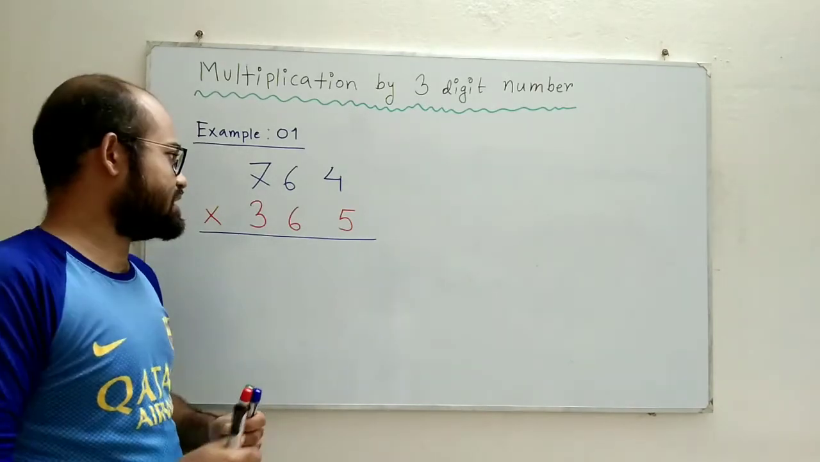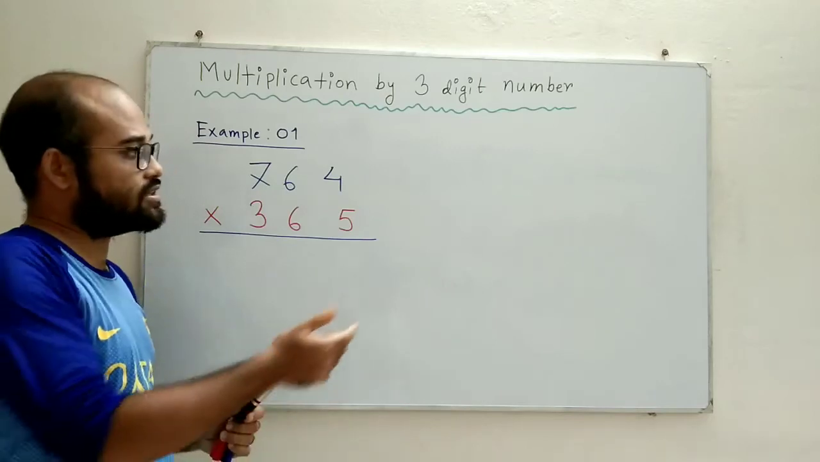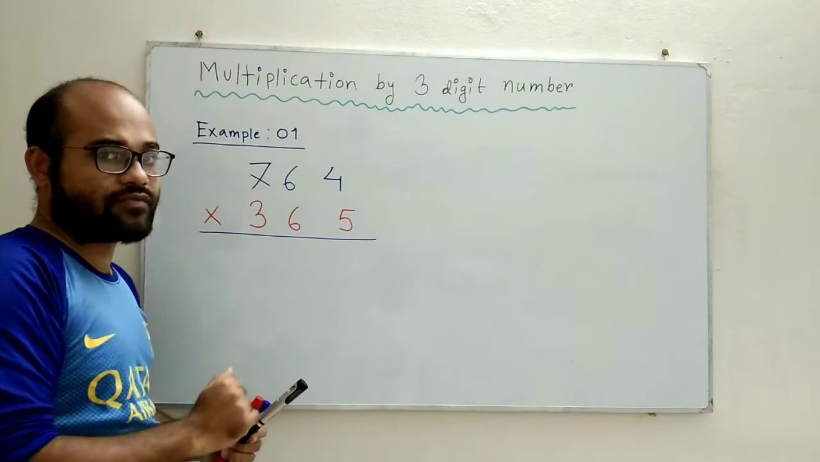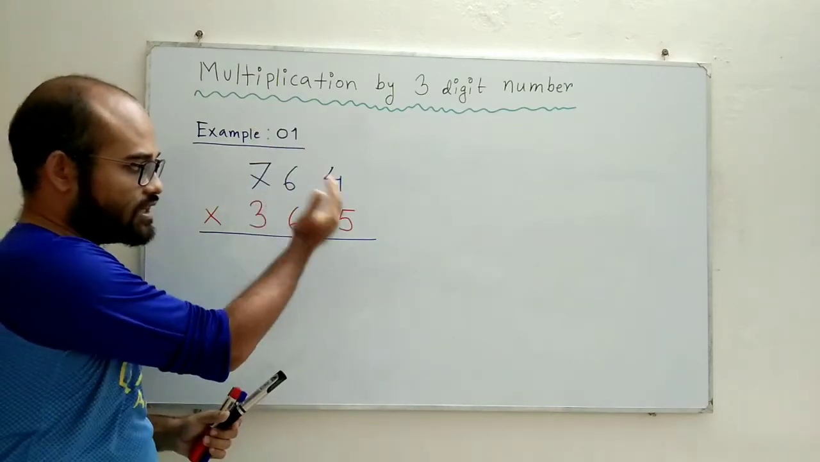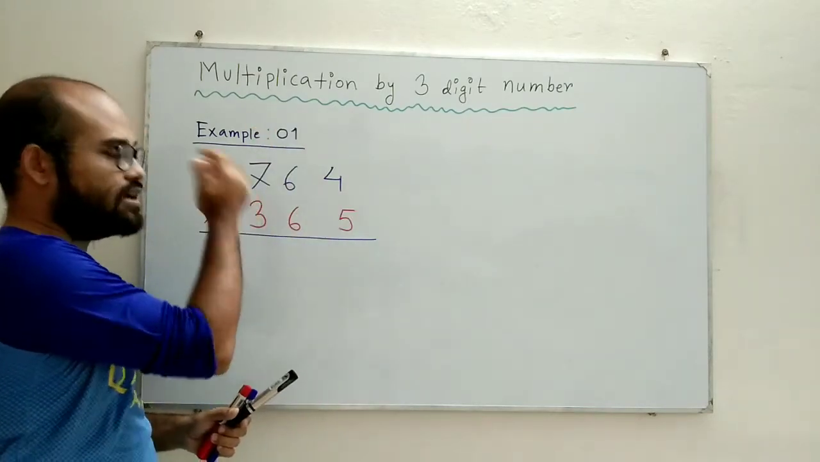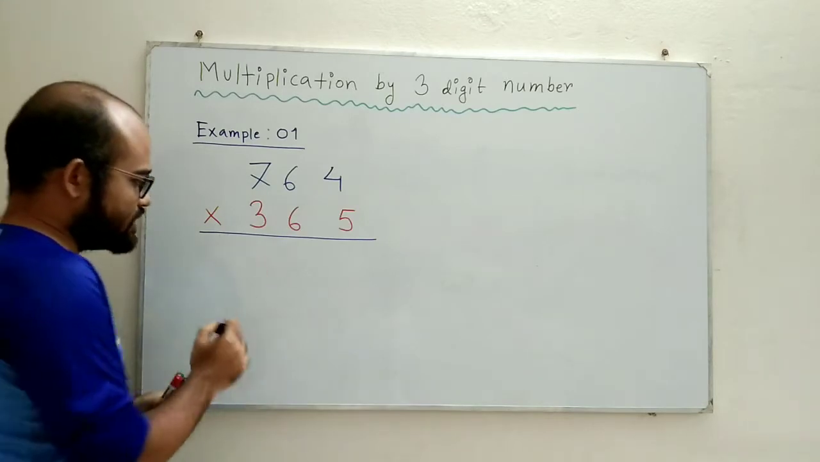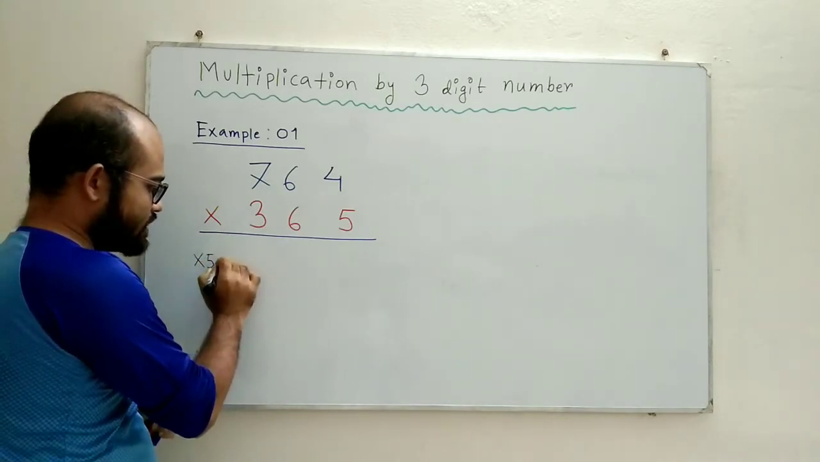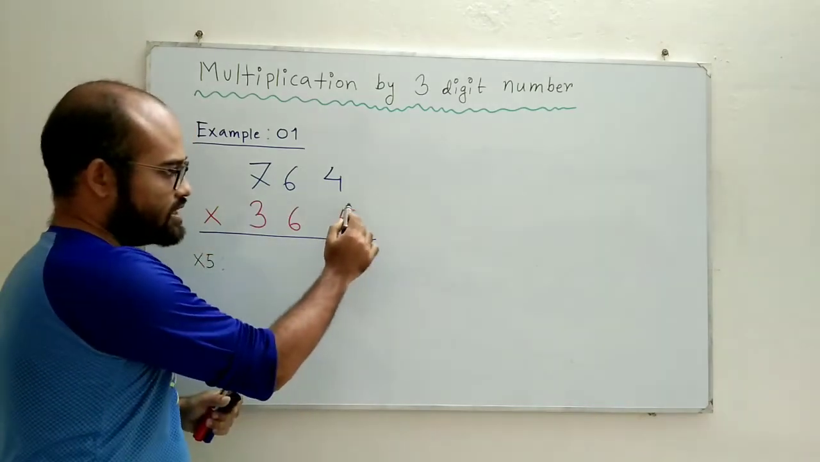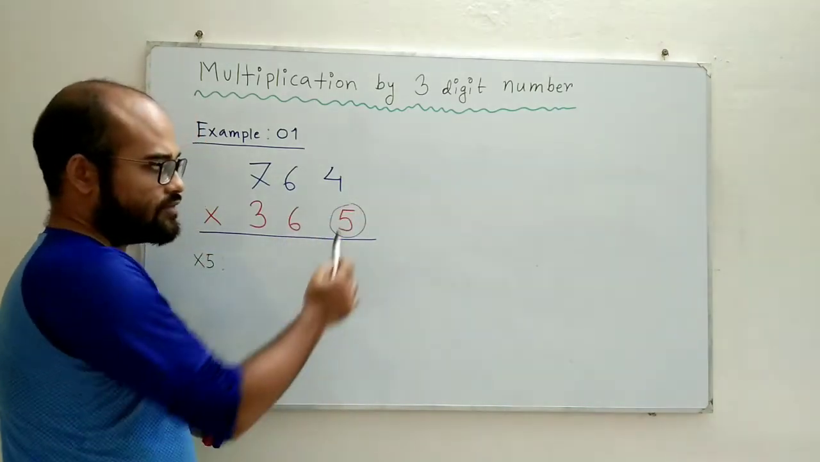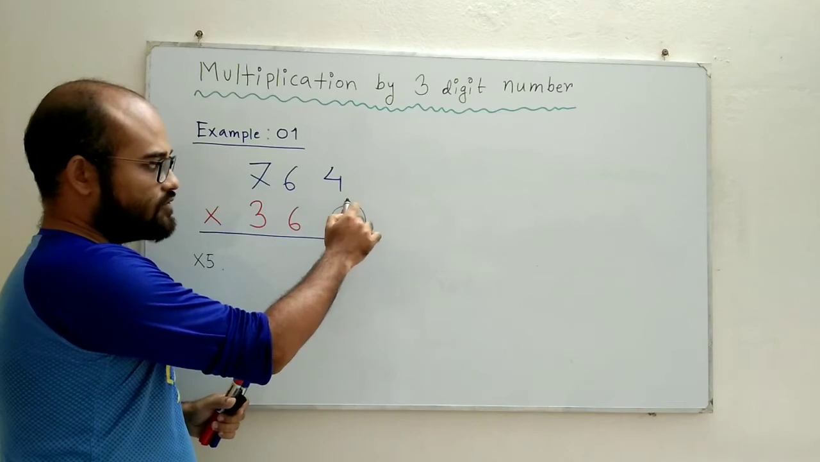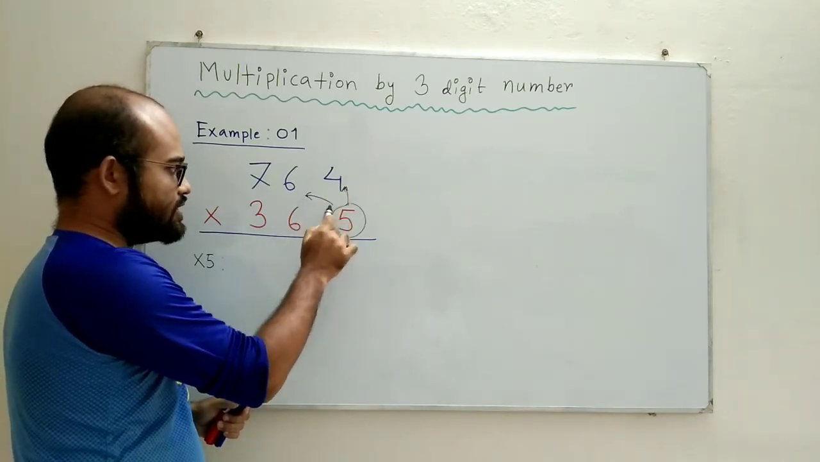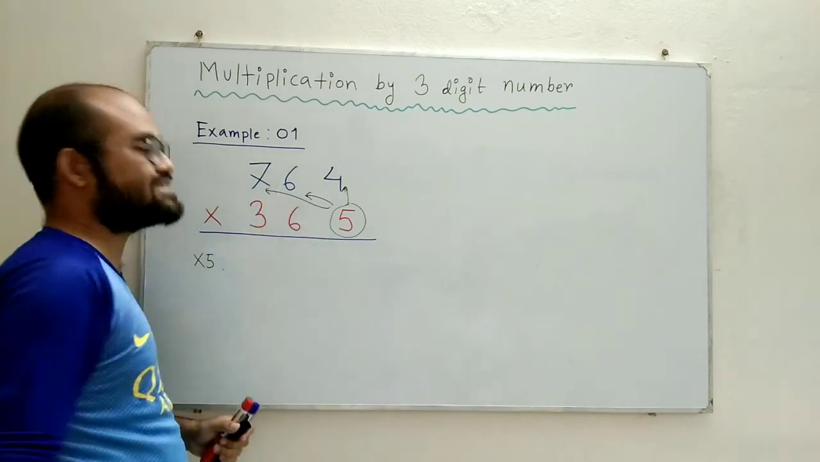Now, as I have already stated before the interlude, multiplying 764 by 365, what do I have to do? I have to first multiply by 5, then by 60, then by 300. So let us first multiply by 5, our first step. At first I will multiply 5 with 4, then with 6, and finally by 7.